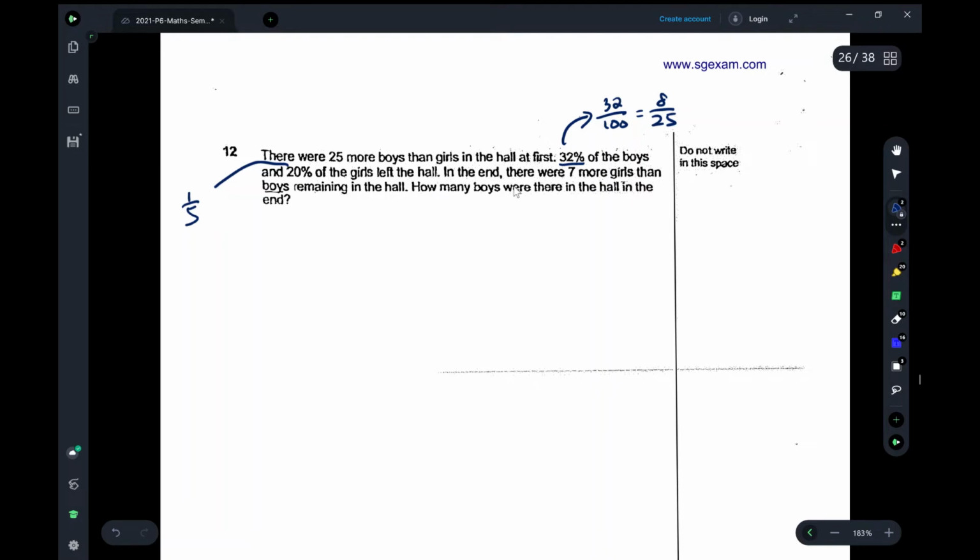Okay, so there are 2 sides here, boys and girls. It's not one side unchanged because both sides changed. So, we see more than, rule of thumb, draw a model. More boys than girls. It's shorter by 25. Okay, then a certain fraction of the boys and girls left the hall. 8 out of 25 of the boys are gone, whereas 1/5 of the girls are gone.